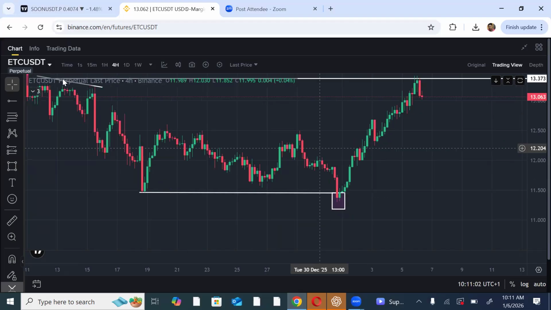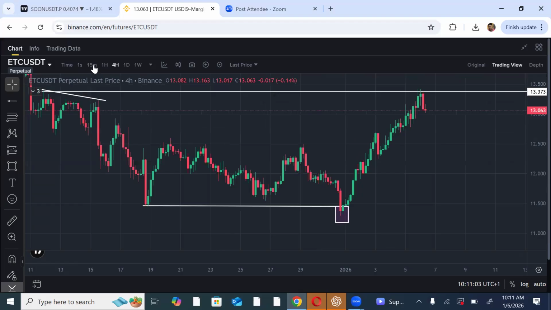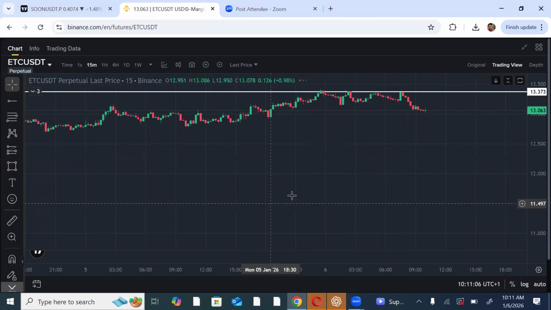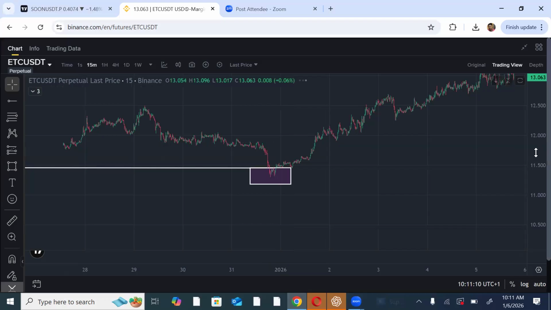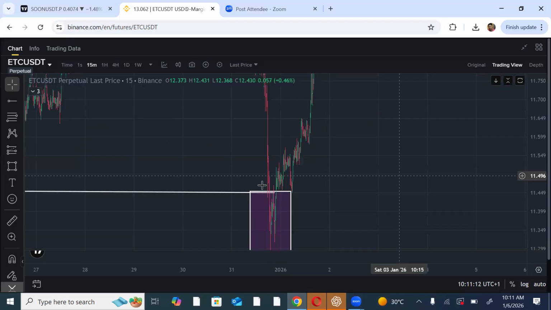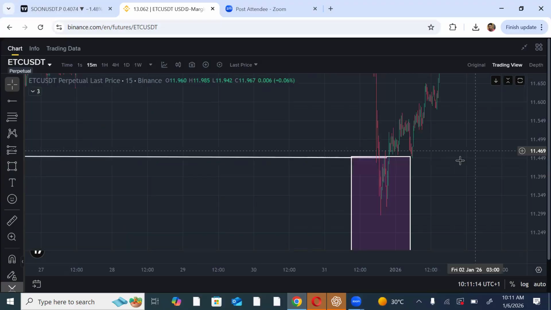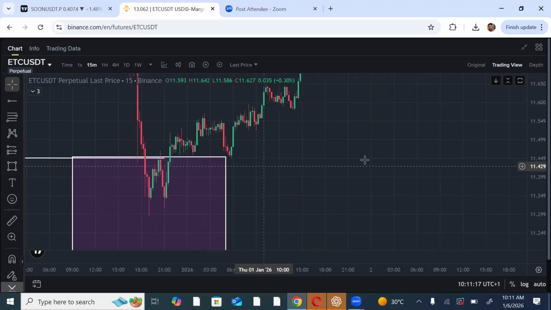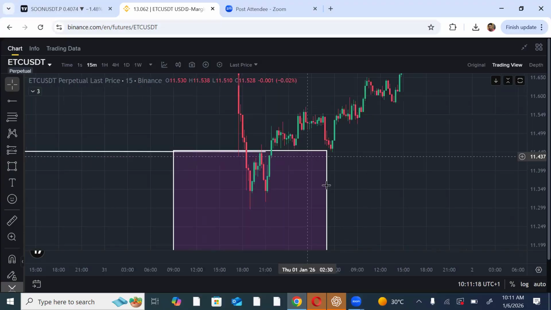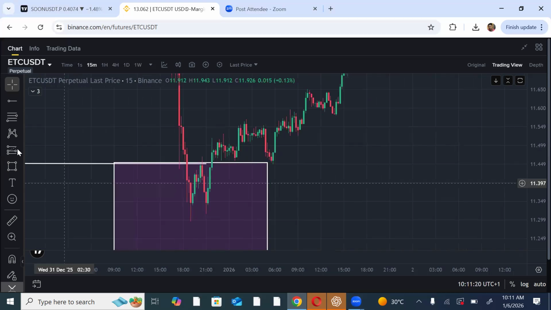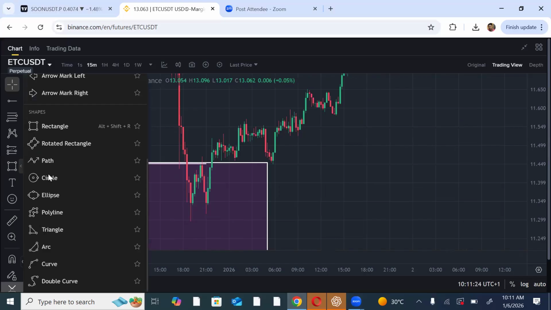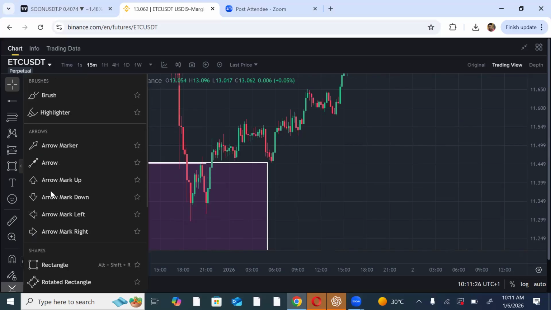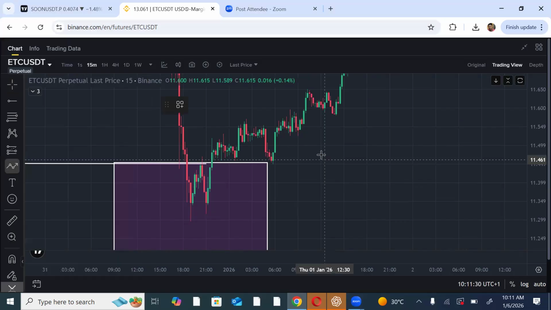So I'm going to scale down. I'll scale down to 15 minutes. And this area that I just marked, I'm going to see if we had a continuation pattern forming right there. As you can see, we had this pattern. Let me quickly show you guys. We had this pattern. Yes, we had this.